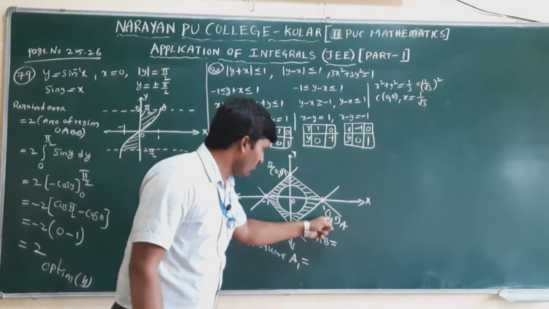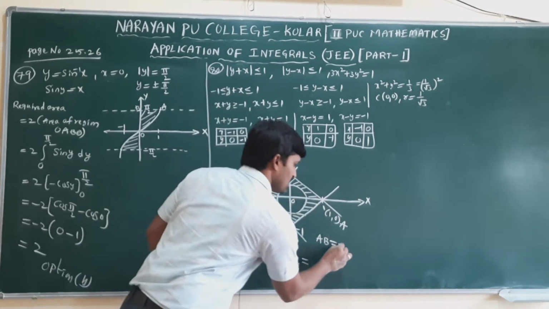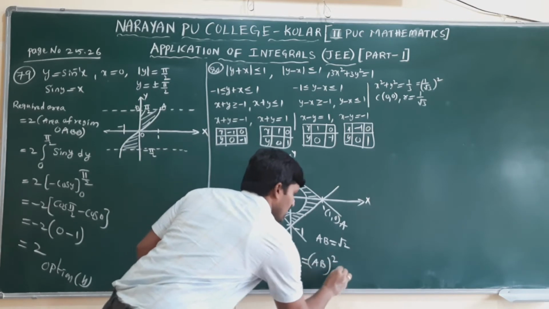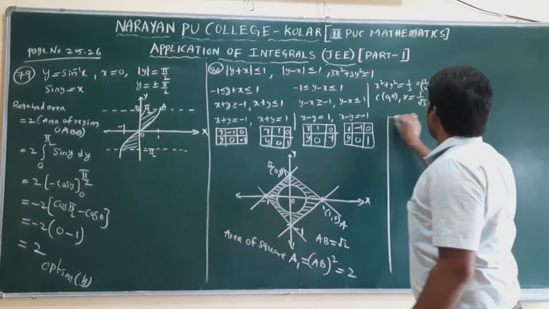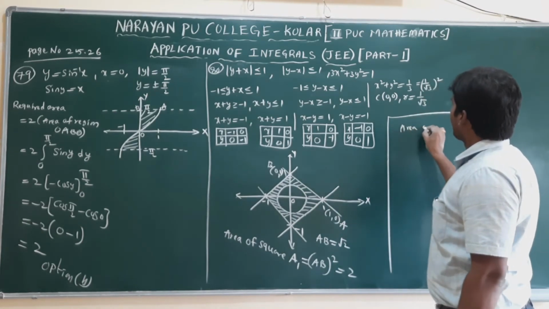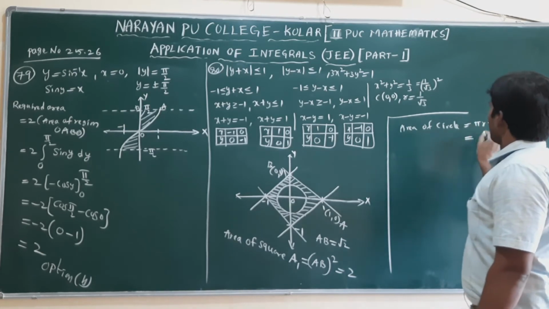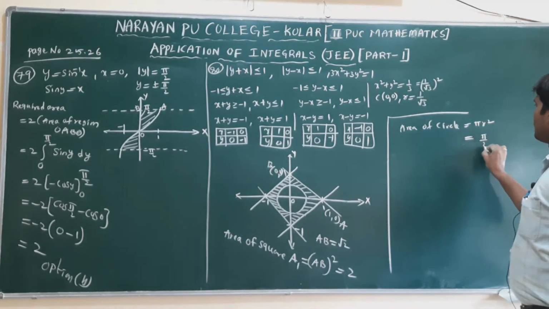Now clearly the length, what you will get here: (1 minus 0) whole square plus (0 minus 1) whole square, that is root 2 will be the side. So the area of this one is side square only, that is root 2 whole square, which means 2. We know the area of a circle with radius r is pi r square. The r value is 1 by root 3, whole square, that is pi by 3.